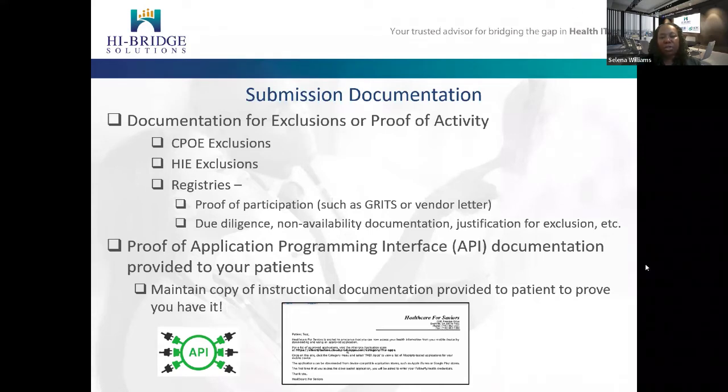Maintain a copy of instructional documentation provided to patients to prove you have it, because if you're audited, they're going to come back and ask, how was this information disseminated to the patients? So you want to make sure you have proof that you provided this to the patients, because if you're audited, they're going to ask you to provide that documentation. And if you have any questions around this, please just reach out to us and we can assist you with what you need for this requirement.